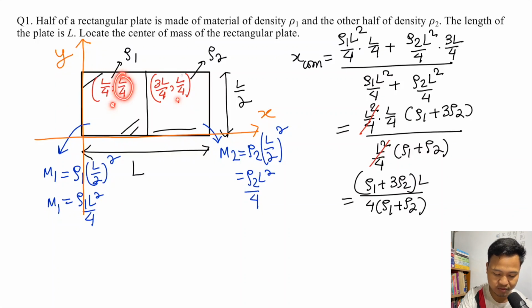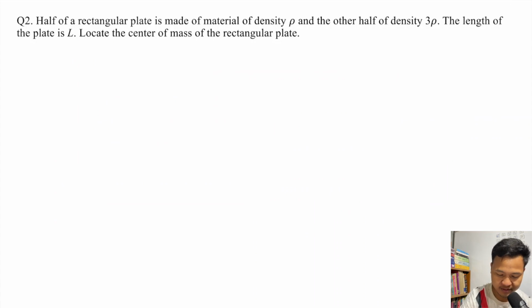The center of mass of each half has y coordinate L by 4, so the y coordinate of the combined center of mass, Y COM, will also be at L by 4.